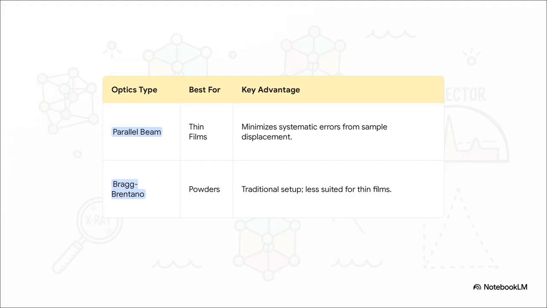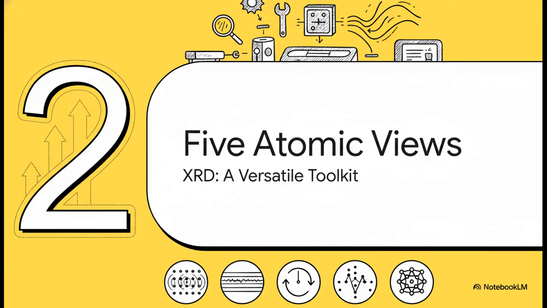Now, of course, just like with any super precise tool, you can't just wing it. You need the right setup. For those ultra-thin films we find in electronics, scientists almost always use what's called parallel beam optics. It's just a smarter way of focusing the X-rays that helps avoid a bunch of common errors. You get cleaner, more accurate data. Simple as that.